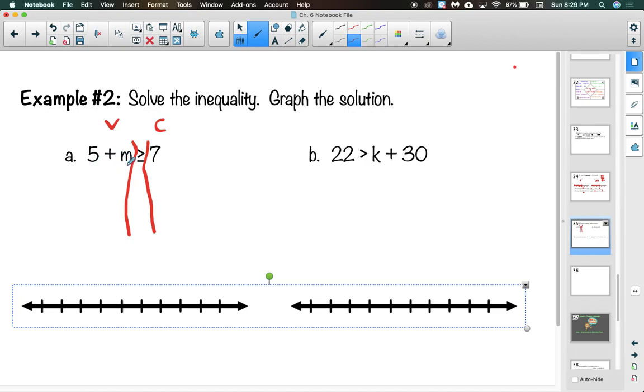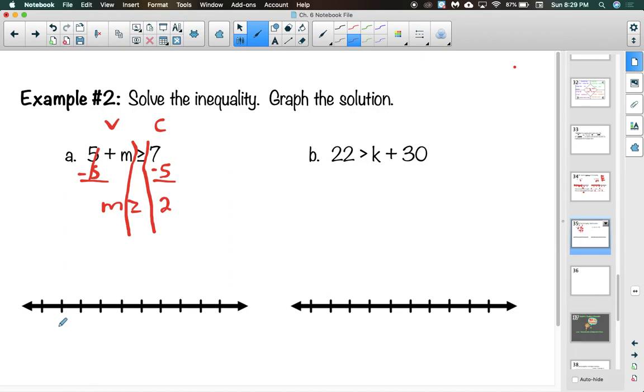Which term does not belong on the variable side? It's the 5 subtracted away. Goodbye, 5. Balance it out on the other side, and we're left with m is greater than or equal to 2. So now we have to graph it.